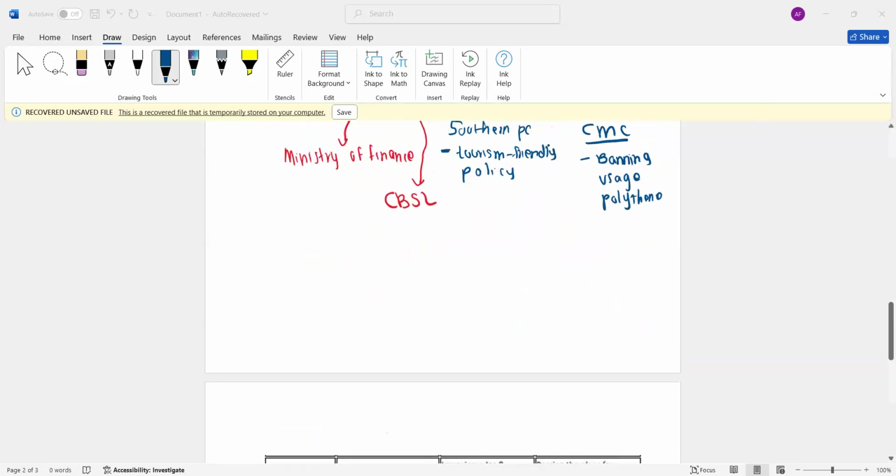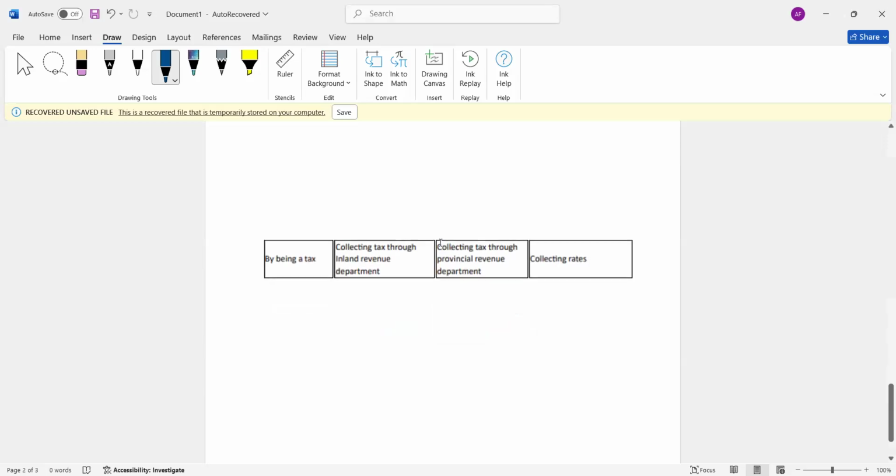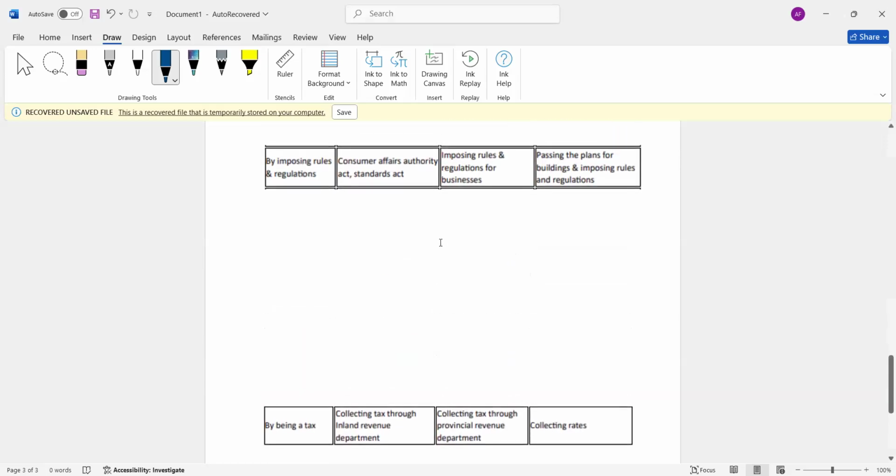So usage of polythene. And the last one, I think, by imposing rules, right? You have Consumer Affairs Authority that is there to protect the consumers. We will study about them. And there are acts and regulations related to that. We will learn that later. So I'm not giving anything under this. And next one, imposing rules and regulations for business: provincial councils.